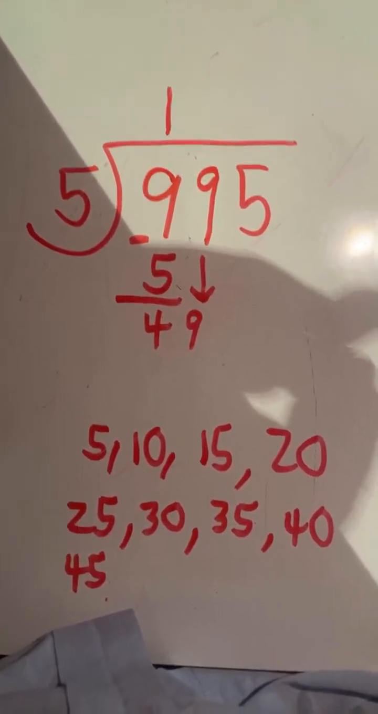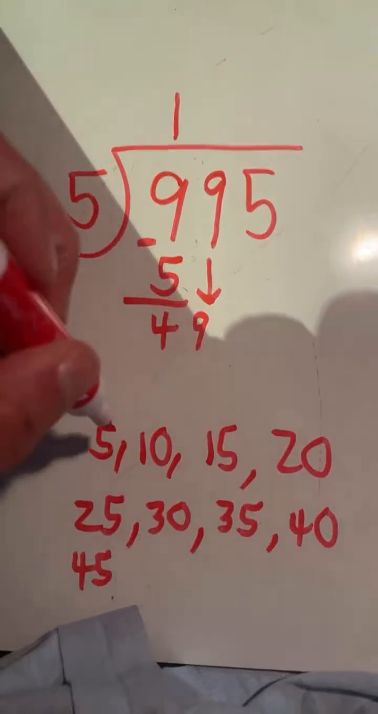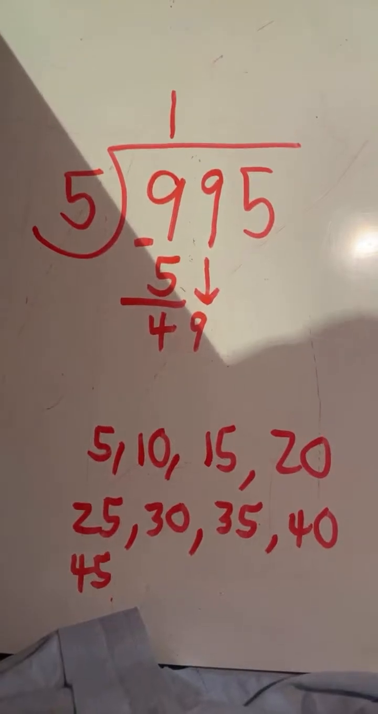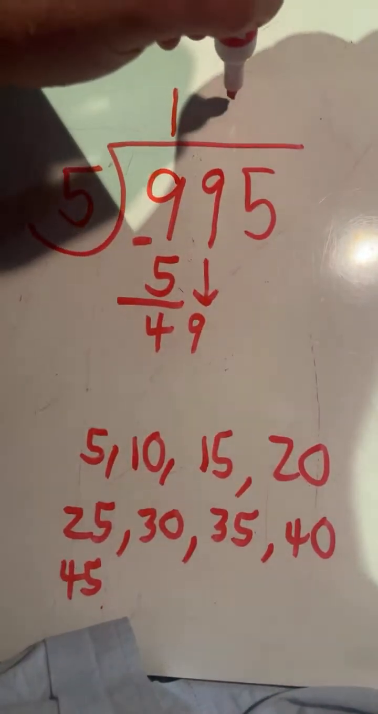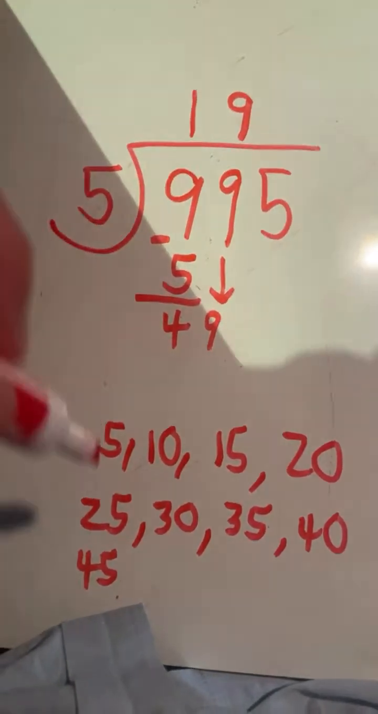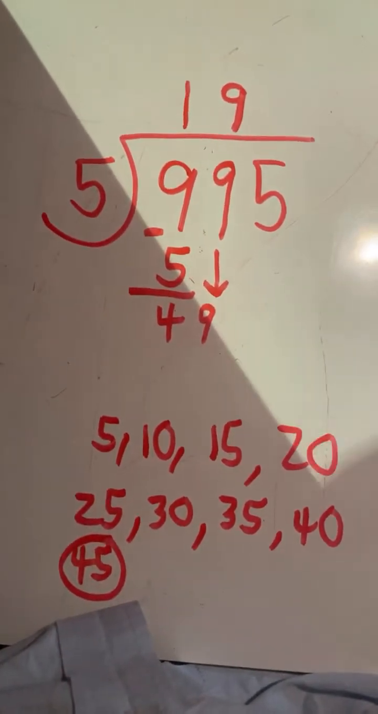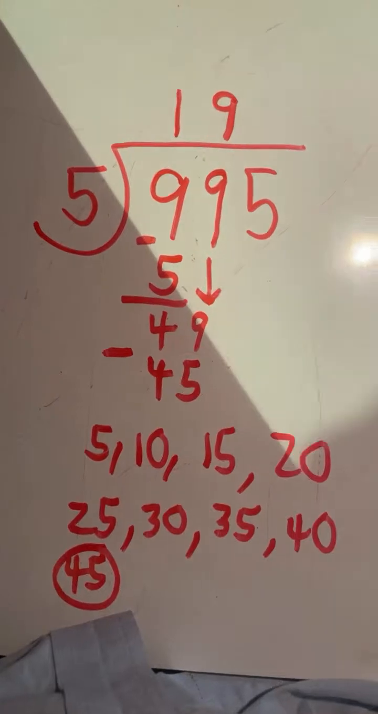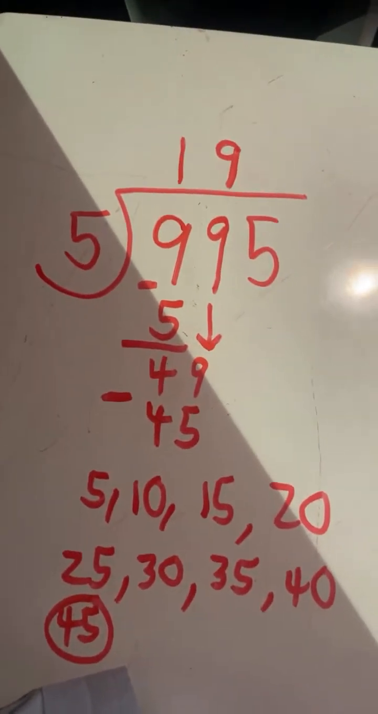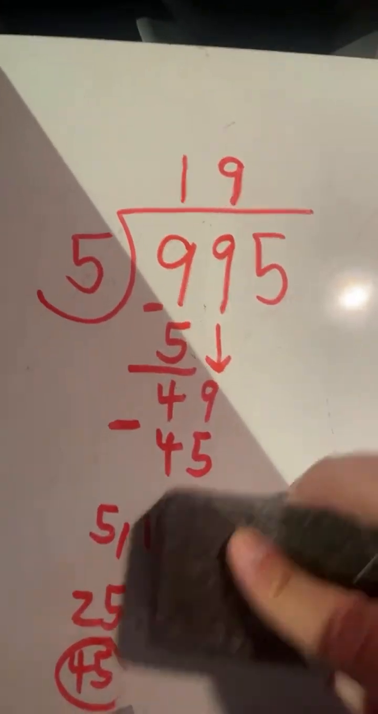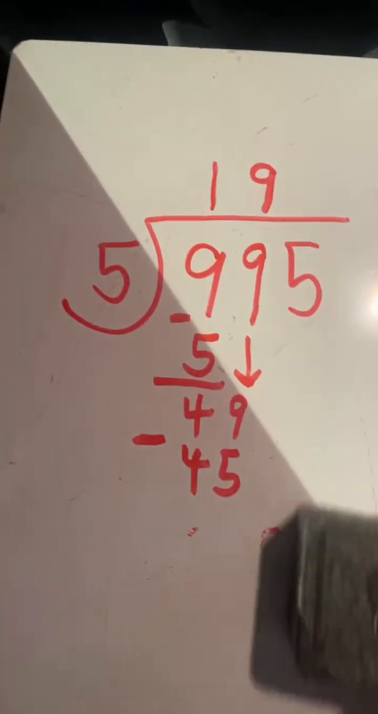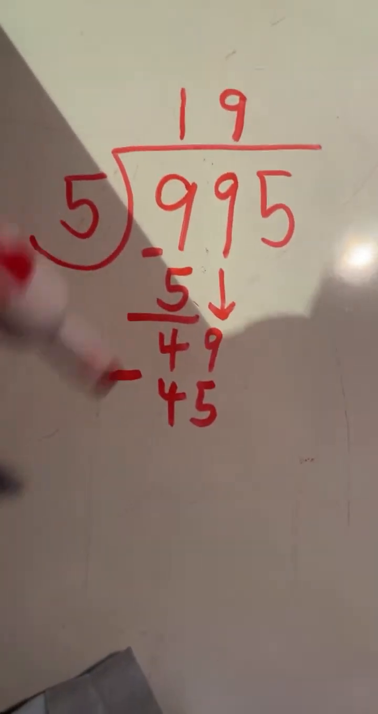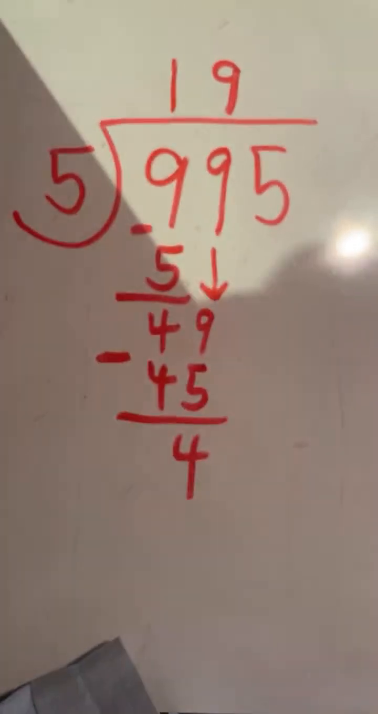45 is as close as we could get to 49 without passing 49. So I was able to get 1, 2, 3, 4, 5, 6, 7, 8, 9 groups of 5 within 49. And 45 was the closest I could get to 49 without passing it. So 45 is what we have to subtract to find our remainder. So 49 minus 45 equals 4.